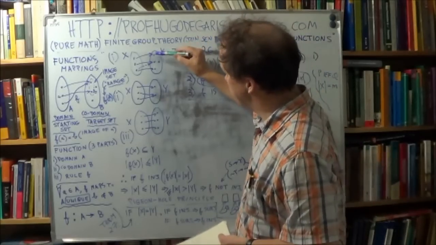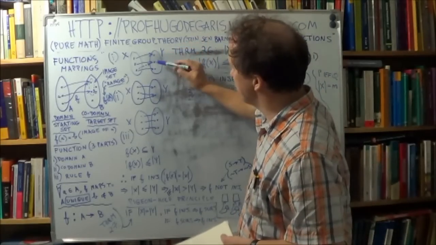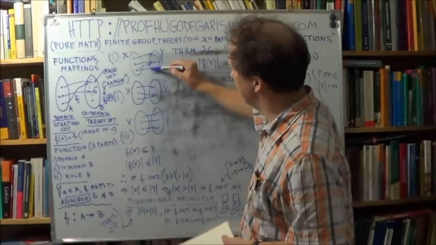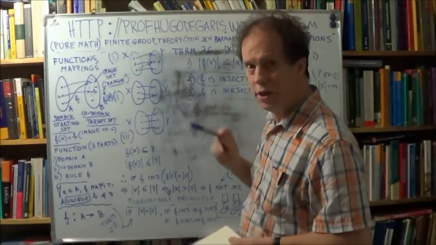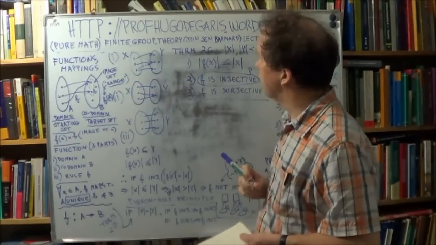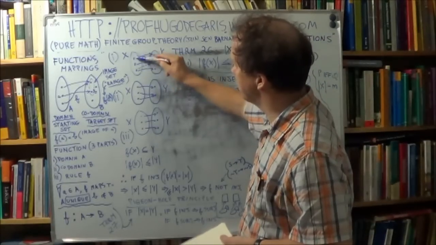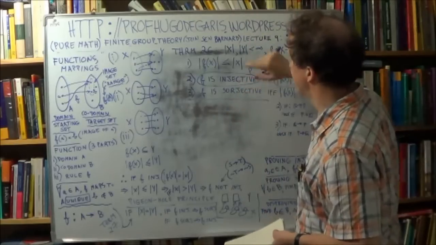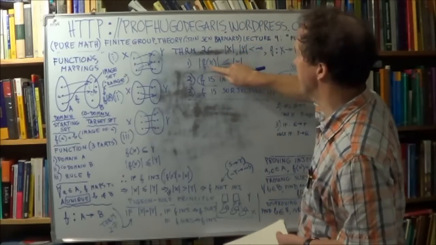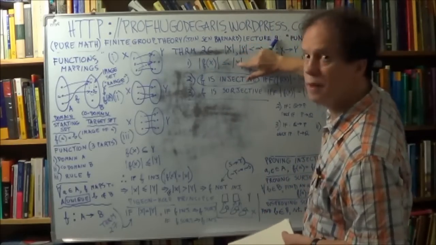So in other words, the maximum size of your range, of your image set, is equal to the size of x. So the maximum size here would be equal to x. Okay.